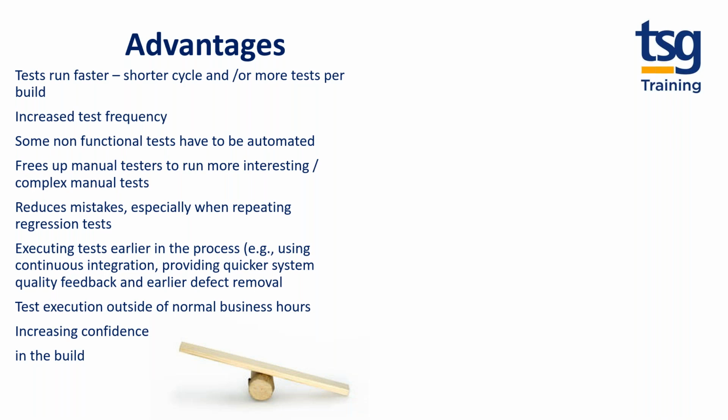It frees up manual testers to run more interesting, more complex manual tests, exploratory testing, for instance. Of course, it reduces mistakes made by bored or distracted manual testers, especially when endlessly repeating regression tests. Another advantage: this means that we can execute tests earlier in the process. For instance, running automated tests on the continuous build machine, both giving quicker feedback on system quality and removing defects from the software earlier. It means we can execute tests outside normal business hours, and it helps increase confidence in the build.